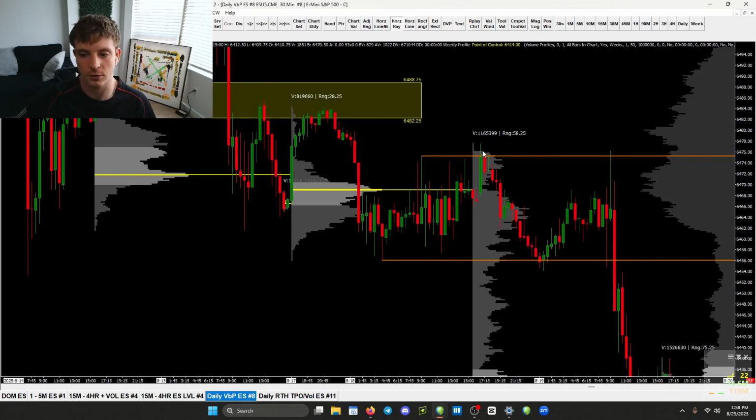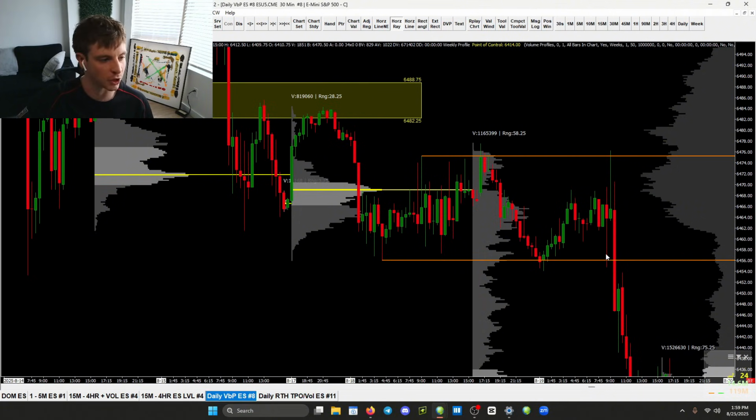So here's the overnight. You can see the overnight, we swept yesterday's high, auction market theory at its finest right now, and we come all the way down to the opposite end of the value area. Same thing right here. We take the low, responsive buying shows up, comes all the way up, and then we come back into balance.